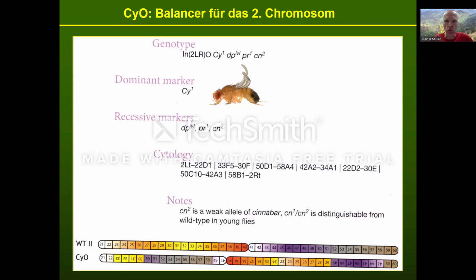This is the balancer for the second chromosome. It contains, again, many inversions, as you can see by comparing the wild type from the curly. CyO is the name of this balancer chromosome, and you can see it contains a number of markers: dumpy, prune, cinnabar, curly, and here curly is the dominant marker. It's spelled with a capital C, and curly causes the fly wings to be curled up like here shown in the picture.